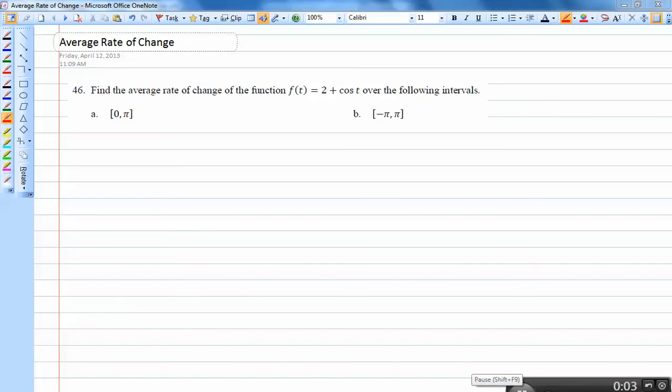Okay, so what I want to examine in this video is something called average rate of change. Average rate of change is actually a pretty simple idea. A lot of times when you learn about slope, slope is this, if you have 2 points. Well, this is how fast the y's are changing with respect to how fast the x's are changing. So that right there is a rate of change.